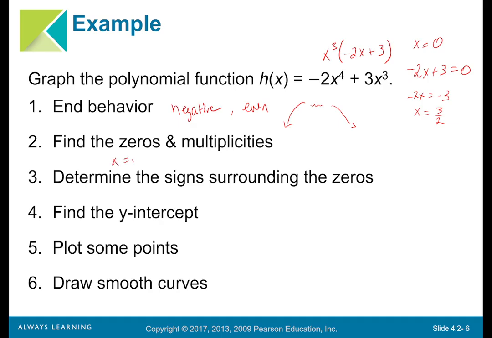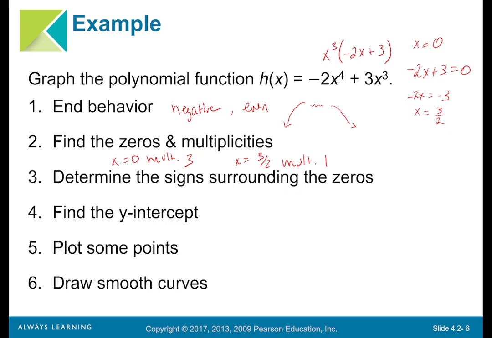So x equals 0 has multiplicity 3, right? That came from our x cubed term. And then our x equals 3 halves has multiplicity 1. So that's going to help us know that both of these are actually going to cross the axis. Remember when our multiplicity for each zero, here being x equals 0 and x equals 3 halves, they both have odd multiplicities, so we know they're both crossing the axis.